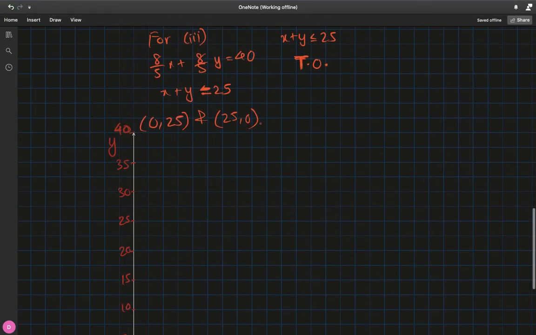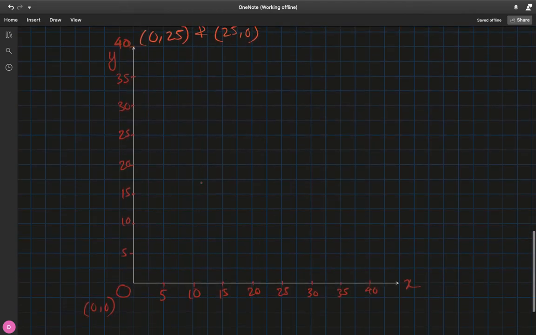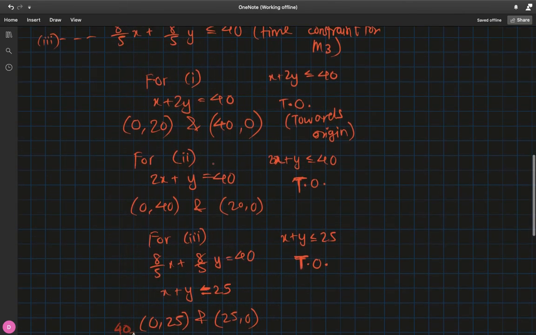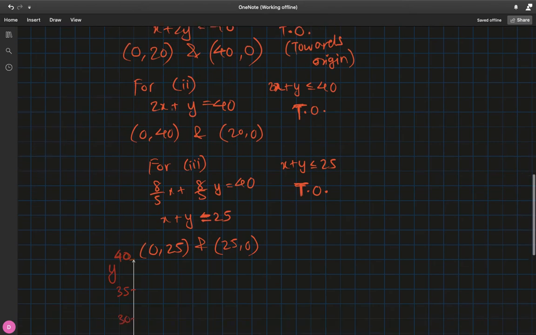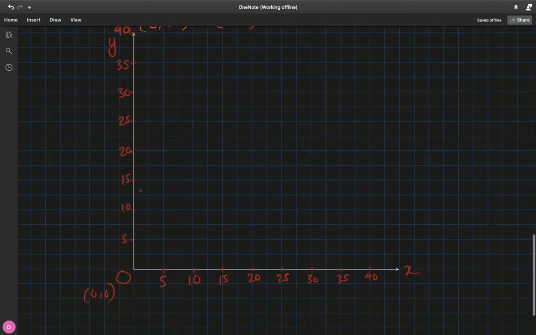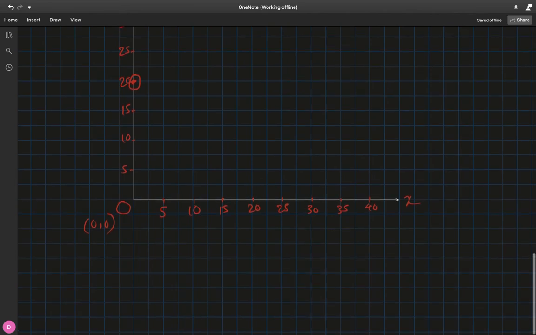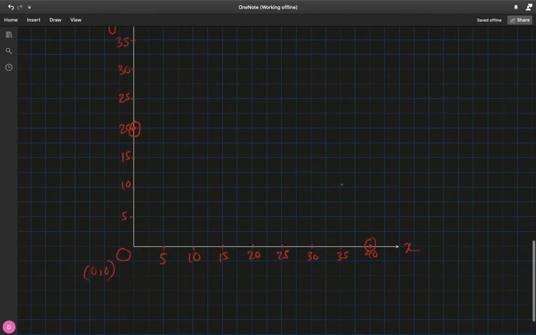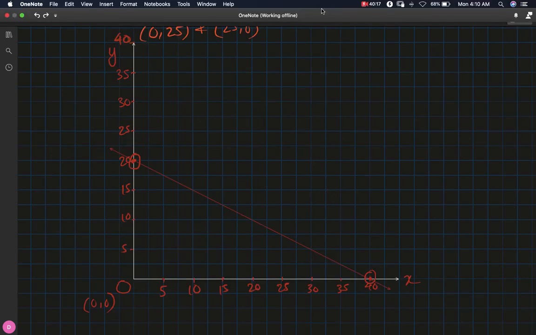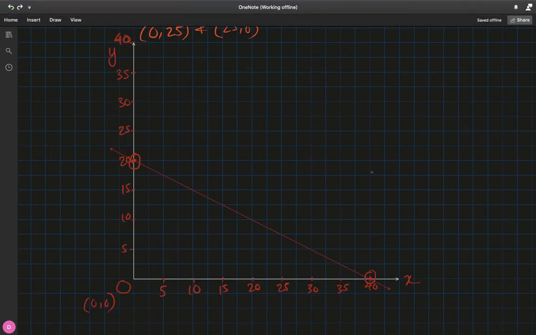Okay, so what I've actually done is made divisions of 5, and now let's plot these points. So point 0, 20, that's this point, and 40 comma 0, which is that point, and let's join them. Okay, and let's actually label this line.